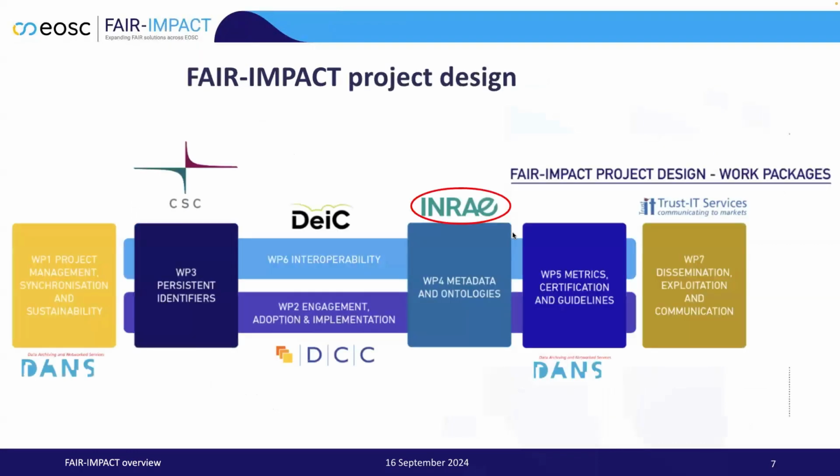In this slide, you can see a little bit the structure of our project. I will start from what you see in the slide as work package 3, 4, 5, and 6. These are the main pillars of our project. These pillars represent work that is being done on persistent identifiers, on metadata and ontologies, on metrics, certification and guidelines, and a cross-cutting one that is interoperability.